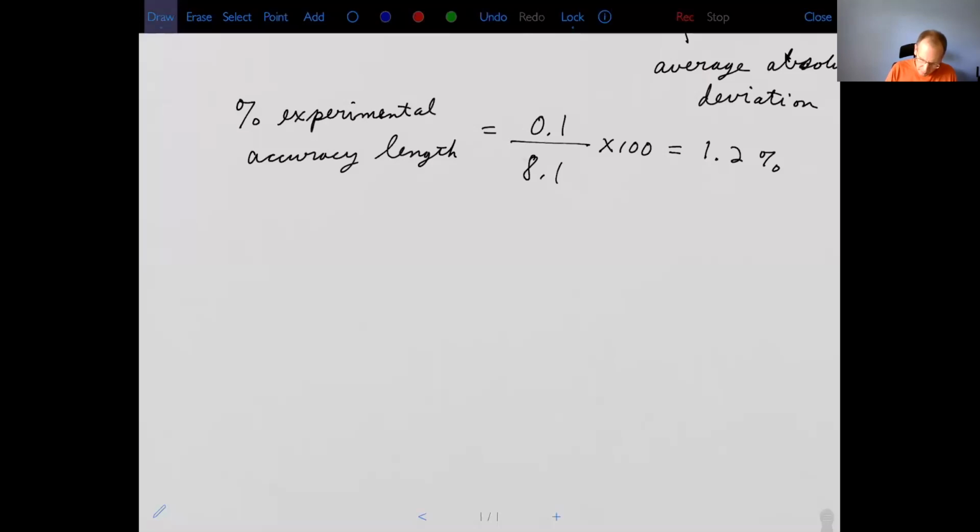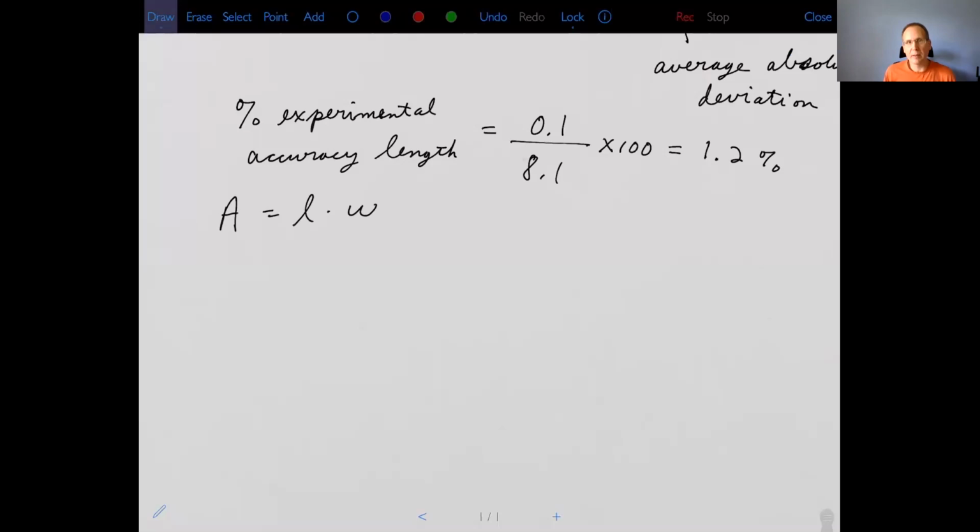Okay, so we found the area. Remember, the area was simply going to be the average length times the average width, right? What if I want to compute the percent experimental accuracy for area? How do I do that? How do I find the percent experimental accuracy for area?